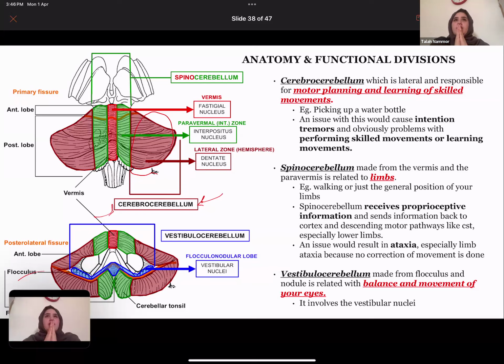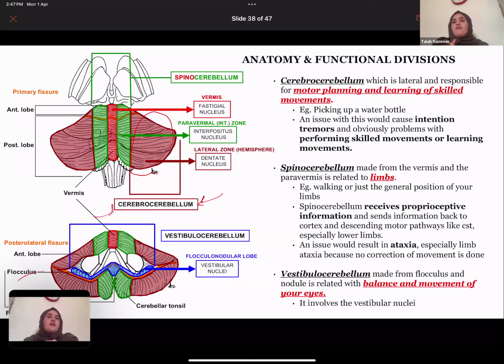So an intention tremor is related to the cerebrocerebellum. It's basically with the head, with the brain, with the cerebrum. We have motor planning and the literal execution of the function, like picking up something. And if we have a lesion, we get intention tremor, usually in the lateral sides of the cerebellum. So basically, it has to do with all of the body.